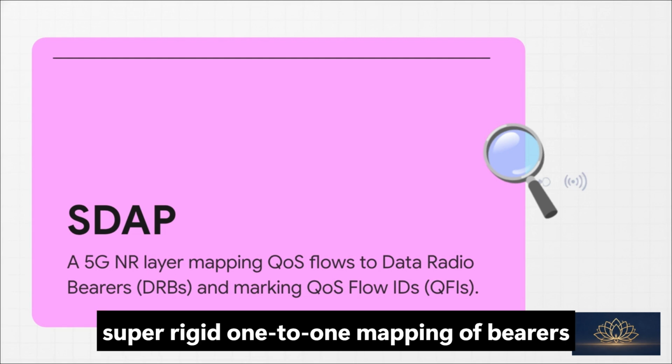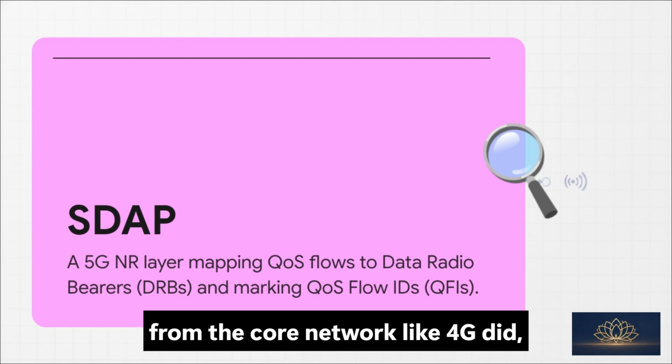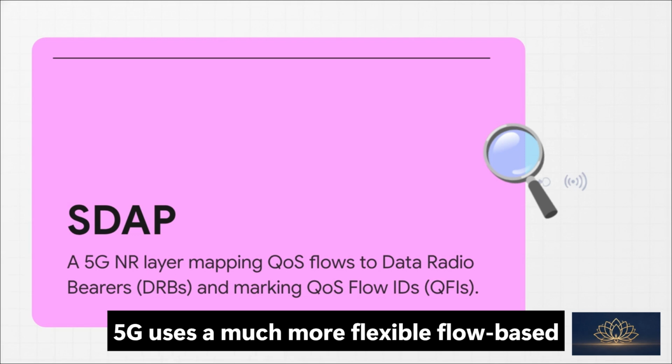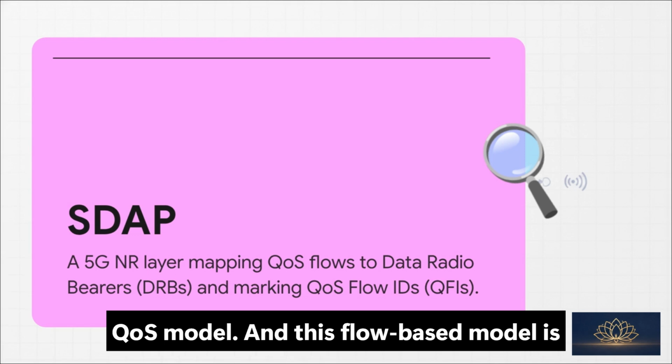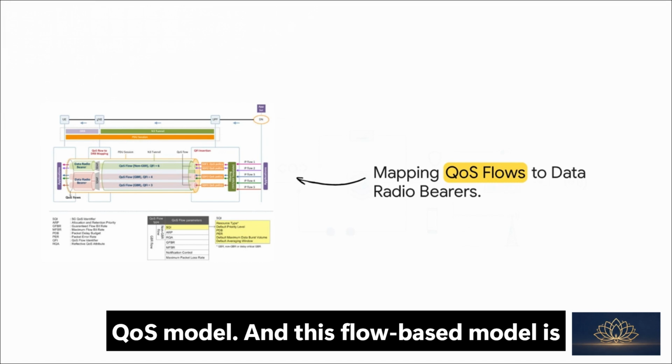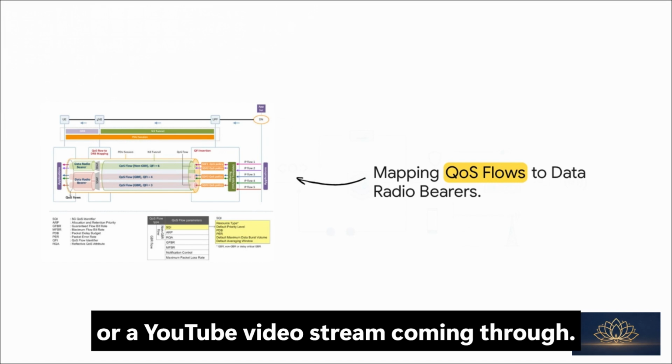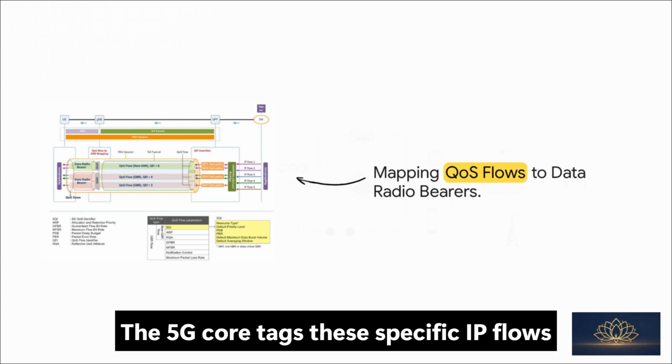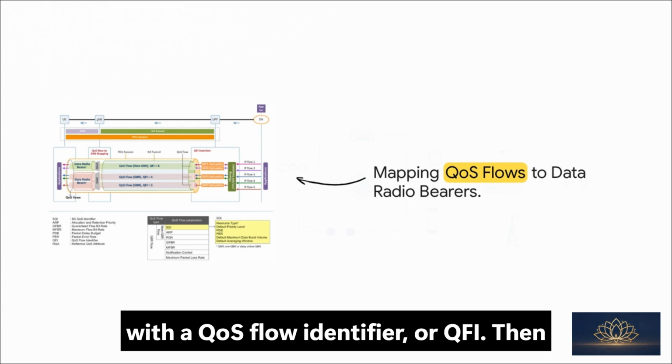Instead of relying on a super rigid one-to-one mapping of bearers from the core network like 4G did, 5G uses a much more flexible flow-based QoS model. And this flow-based model is brilliant. Imagine an enterprise VoIP call or a YouTube video stream coming through. The 5G core tags these specific IP flows with a QoS flow identifier, or QFI.